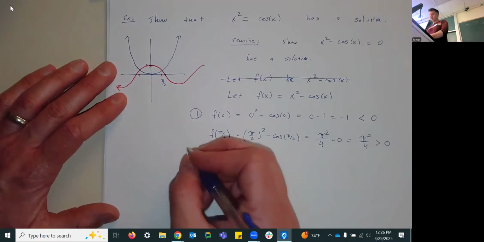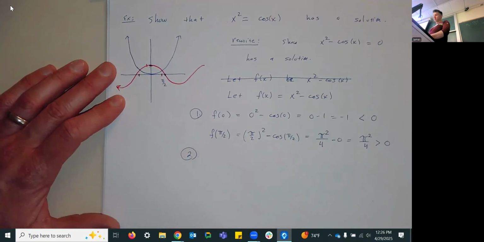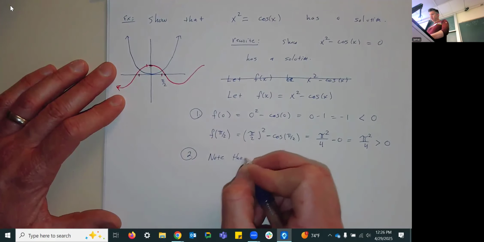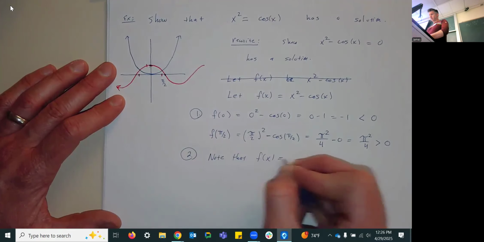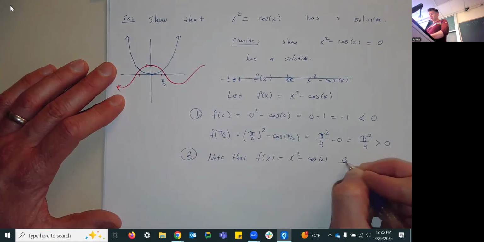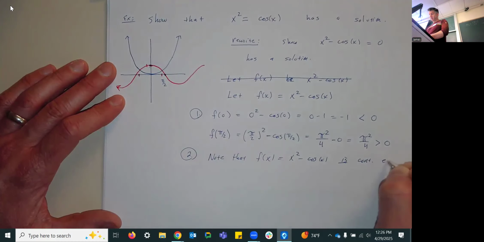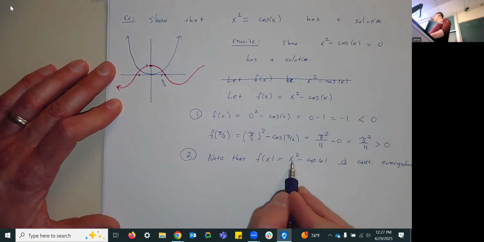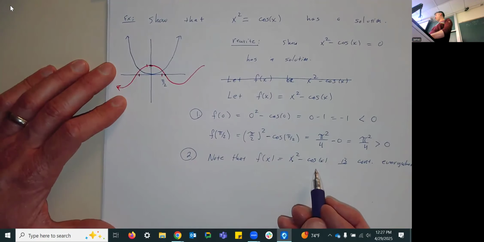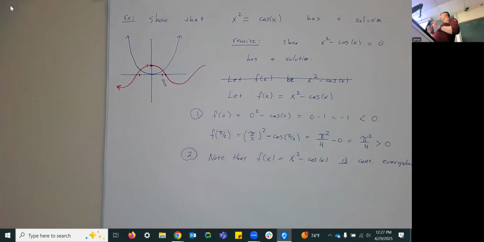The second part here, which we definitely need to state, is note that our function f of x equal to x squared minus cosine of x is continuous everywhere. How do we know this? Because we know that polynomials are continuous everywhere, and sine and cosine are also continuous everywhere. And if you add or subtract two continuous functions, you still have a continuous function.